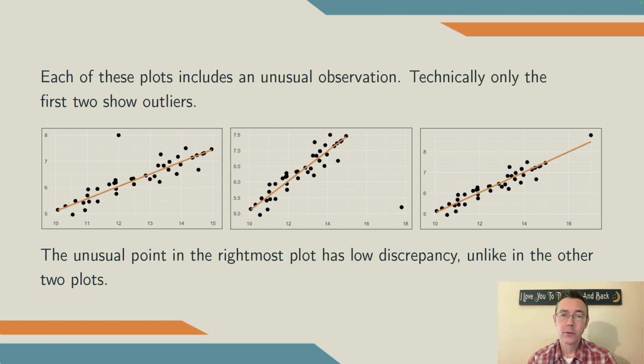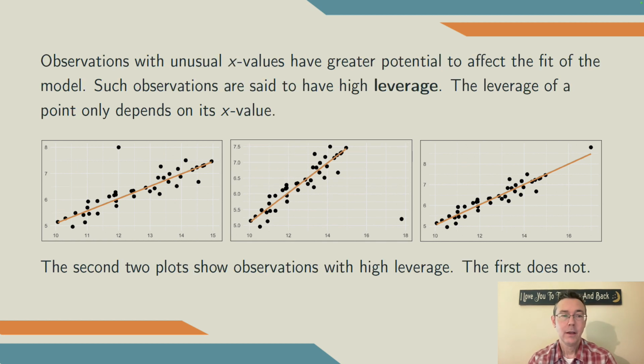For instance, here are three plots, each of which includes an unusual observation. Only the first two show outliers. If you look at either one of those and consider the unusual value and its relationship to the regression line, it's either very much above it or very much below it. The unusual point in the third plot here on the far right is actually very close to the regression line that we drew, so technically it's not an outlier in this sense.